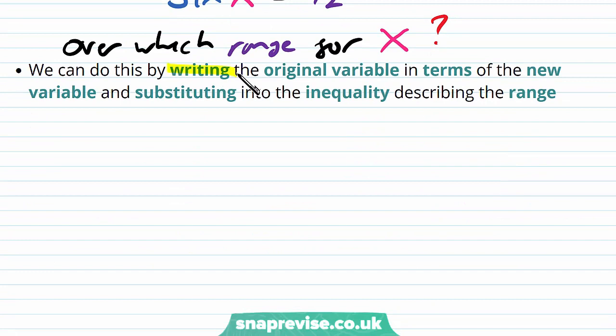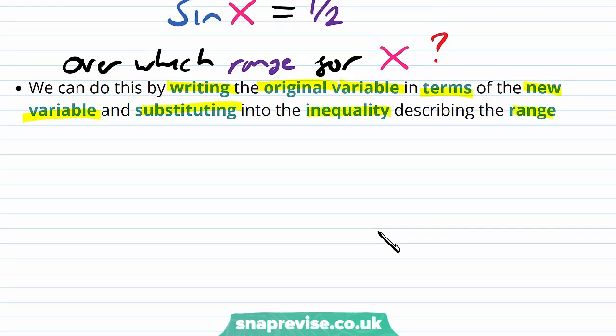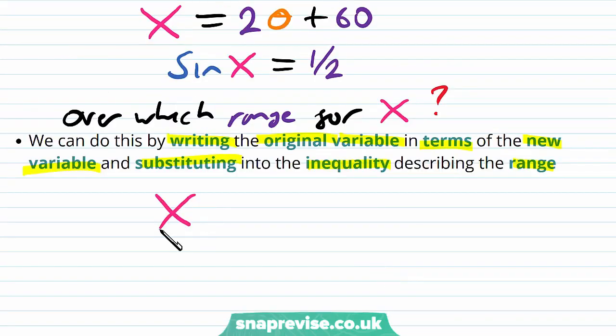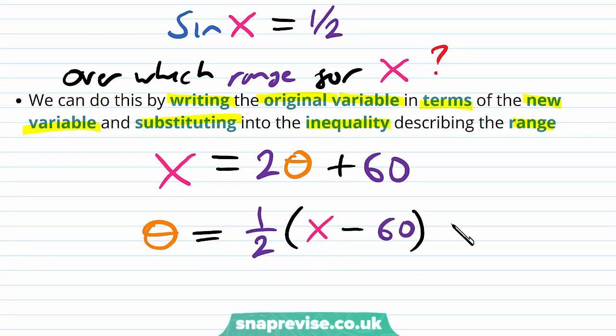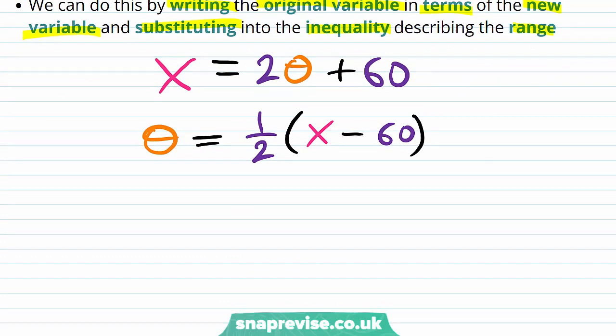We can do this by writing the original variable in terms of the new variable and substituting into the inequality describing the range. We have our new variable capital X is equal to 2 theta plus 60. We can rearrange this to get that theta is equal to 1/2 lots of x minus 60.